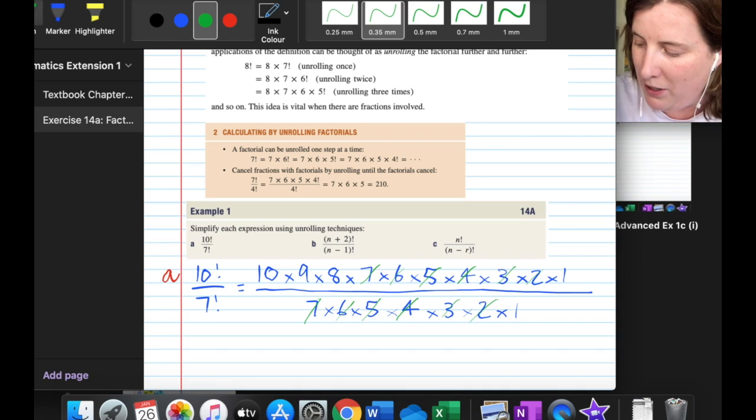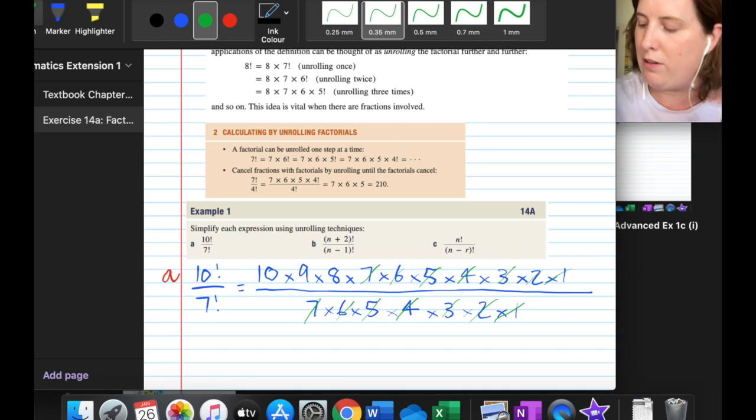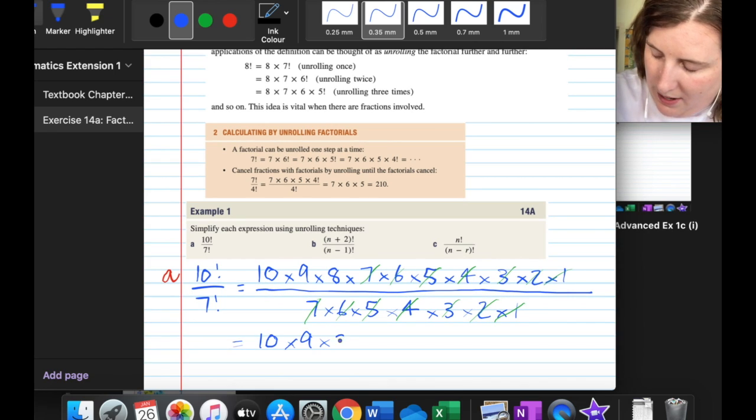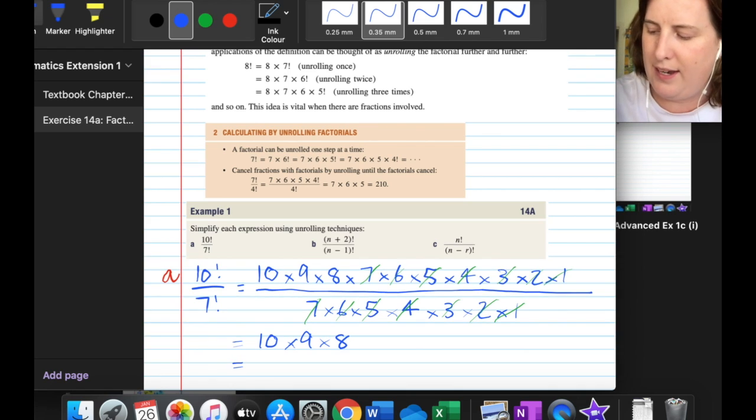So I'm dividing everything by 2, by 1, by 3, by 4, 5, 6, 7, etc. And what we're left with is 10 times 9 times 8. And that's it. Everything else has been cancelled out. And 9 times 8 is 72, times 10, 720.